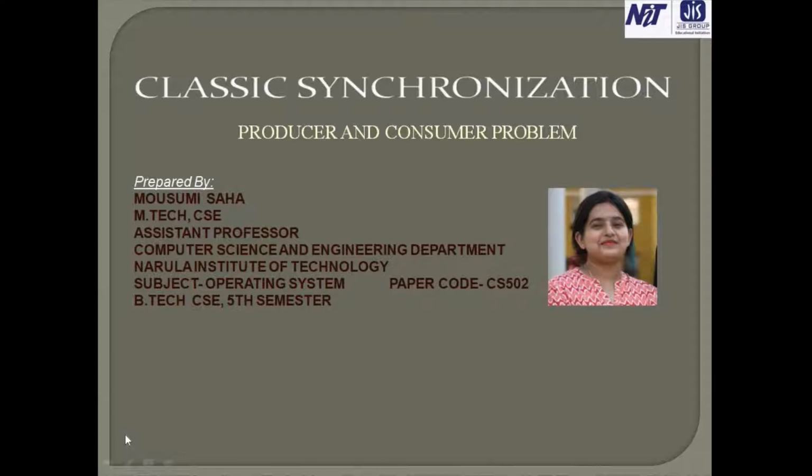Our today's topic is one of the classical synchronization problems, that is the producer consumer problem. In our previous couple of lectures we discussed what synchronization is, how the synchronization problem can be solved using semaphores, what the semaphore variables are, and then we discussed some classical problems like the dining philosophers and readers-writers problem. Then we discussed the sleeping barber problem. Today we discuss the simplest of the classical synchronization problems, that is the producer consumer problem.